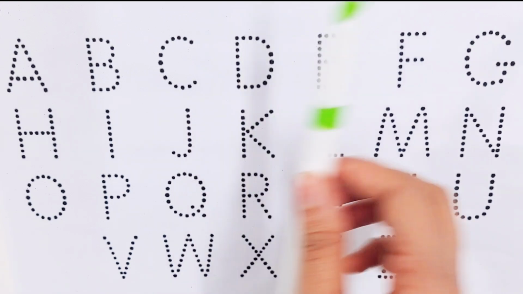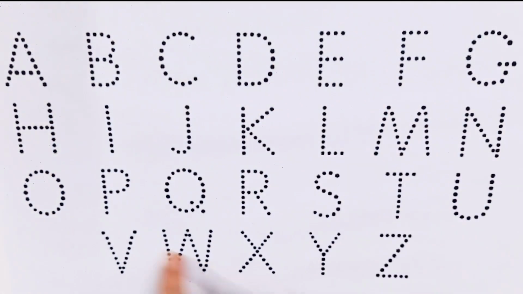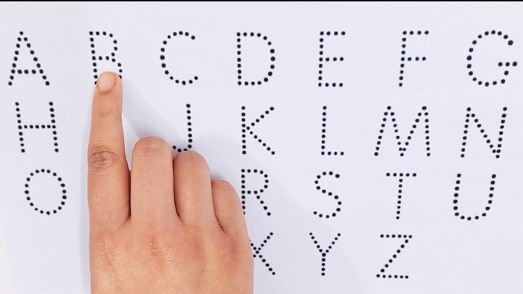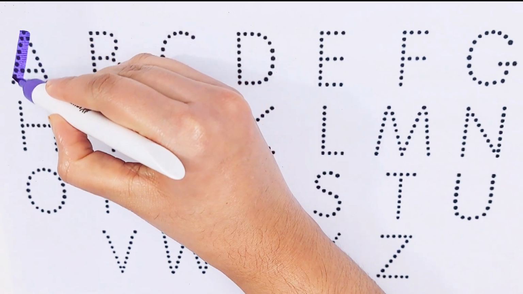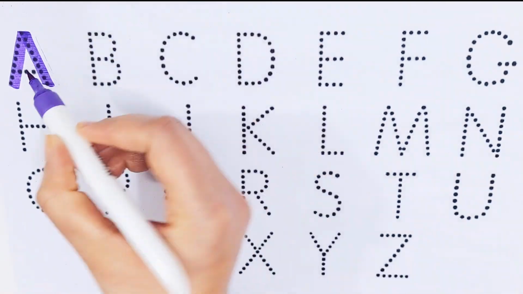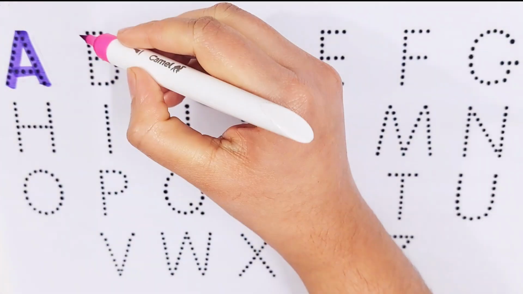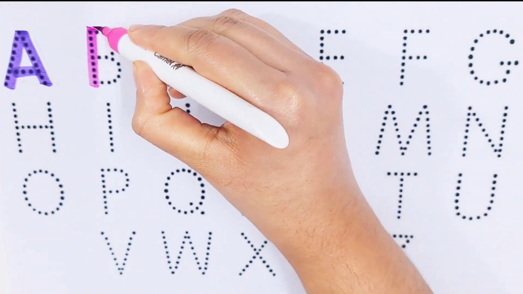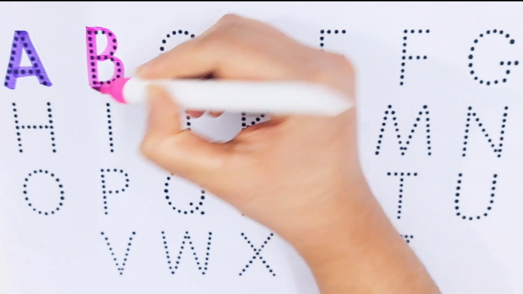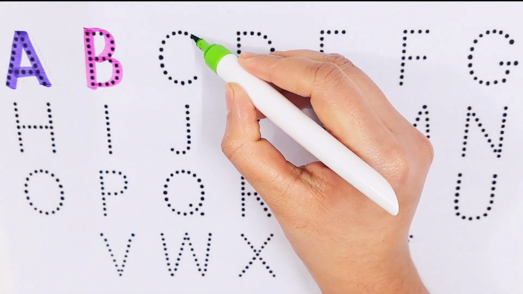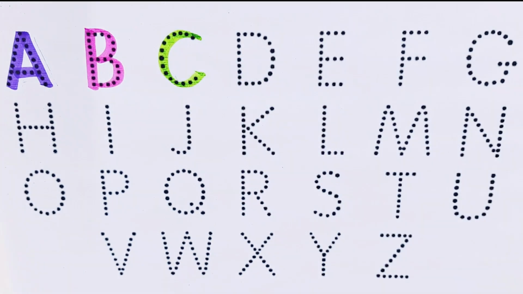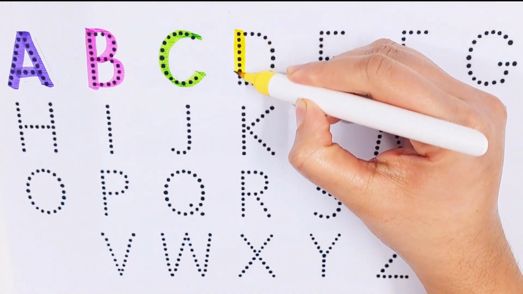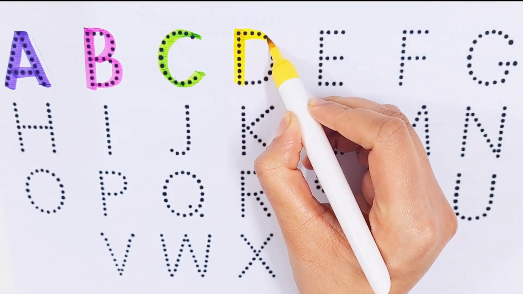light green color. Today we are trying to learn some alphabets. A, B, C, D. A for animals. B for butterfly. C for cherry. D for door.